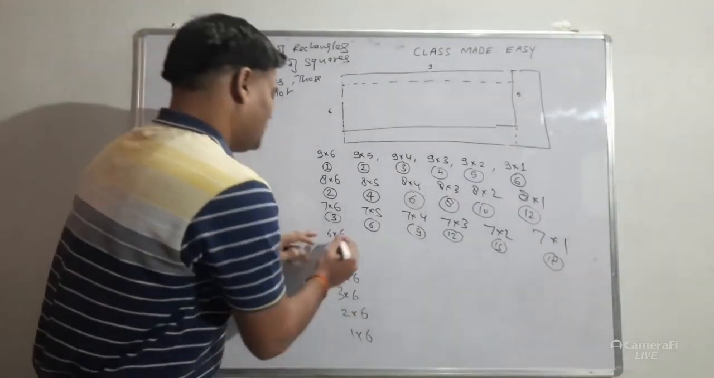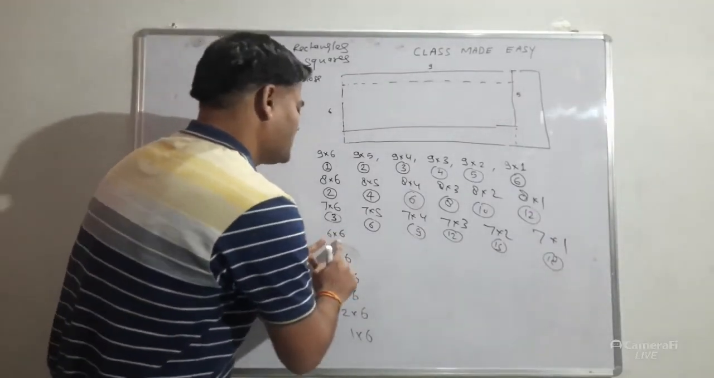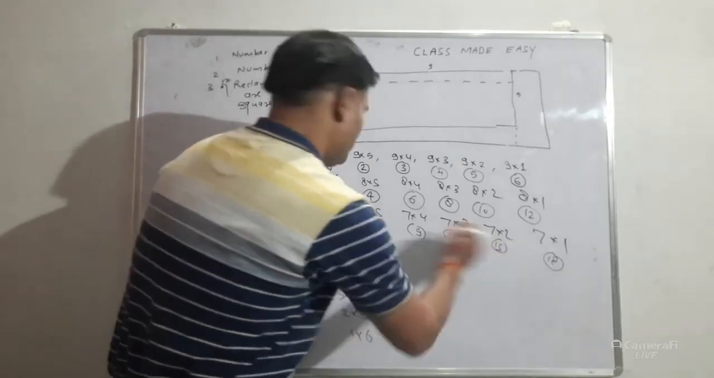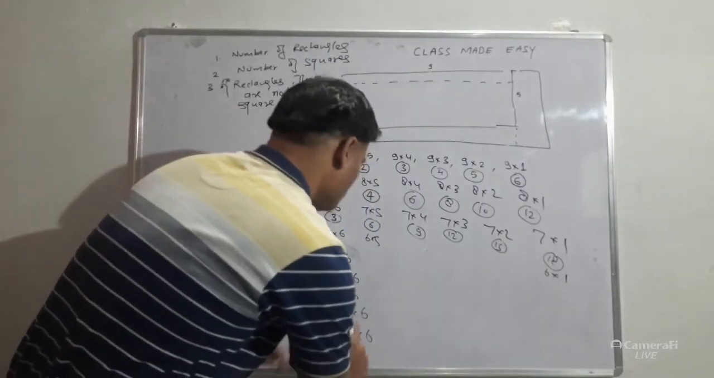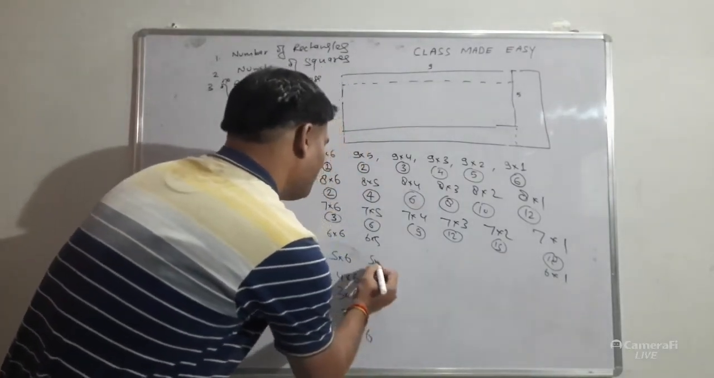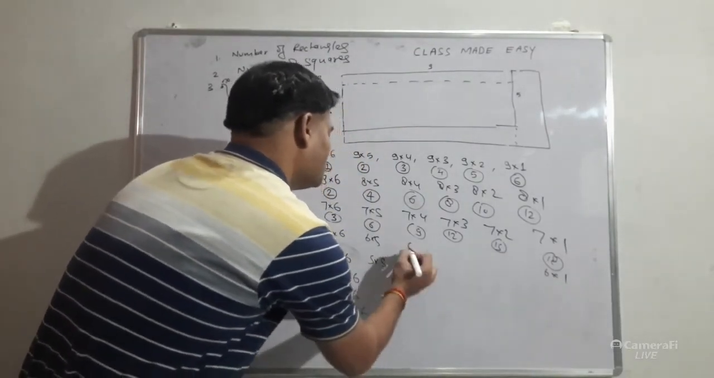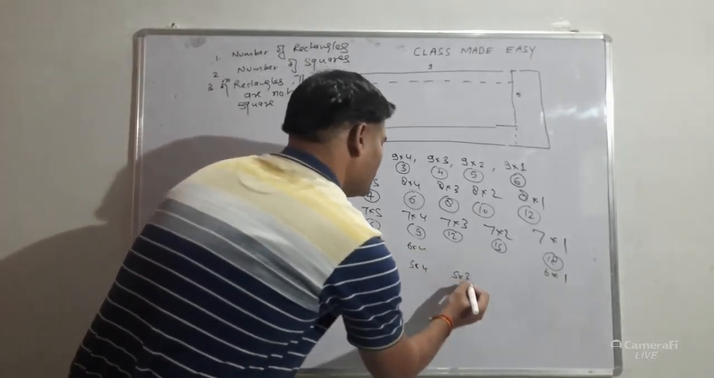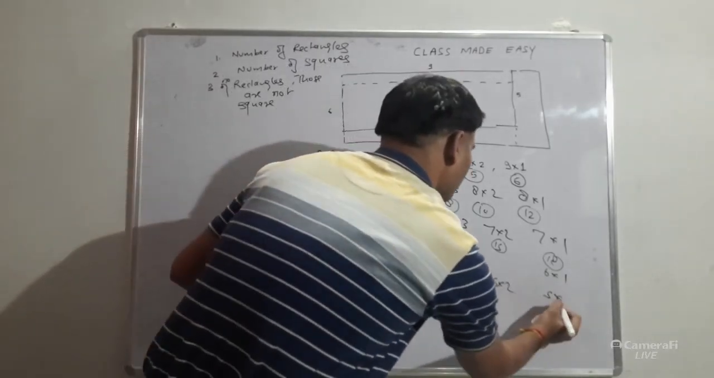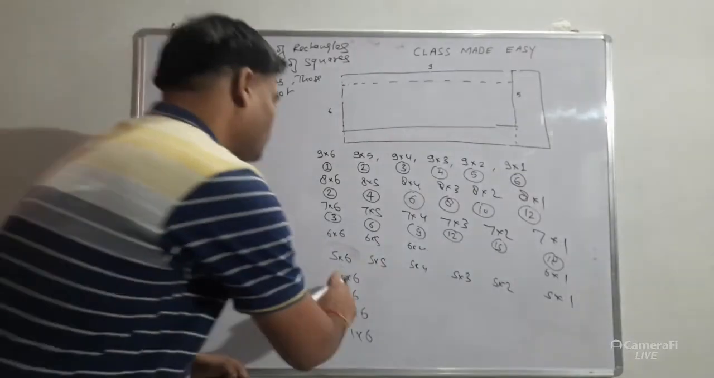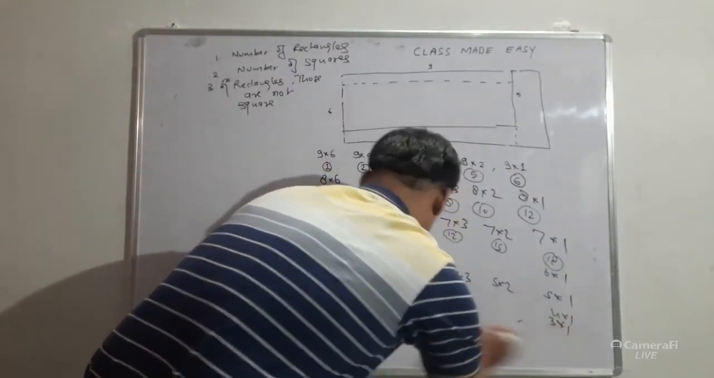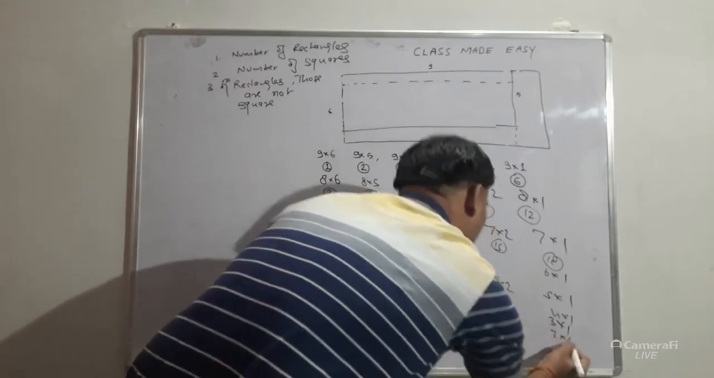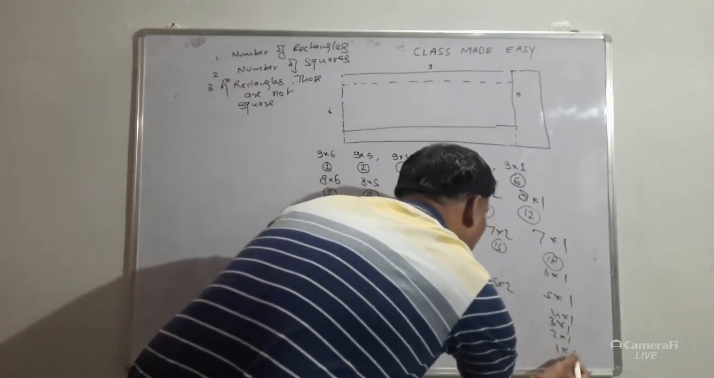And now I am not writing that. This is 6 by 6, this is 6 by 5, and this one is reduced to 6 by 1. And also 5 by 6, 5 by 5, 5 by 4, 5 by 3, 5 by 2, 5 by 1. Similar for these: 4 by 1, then 3 by 1, 2 by 1, and the last one is 1 by 1.